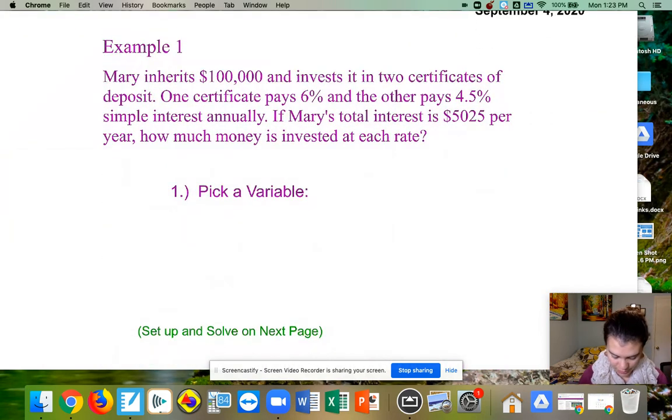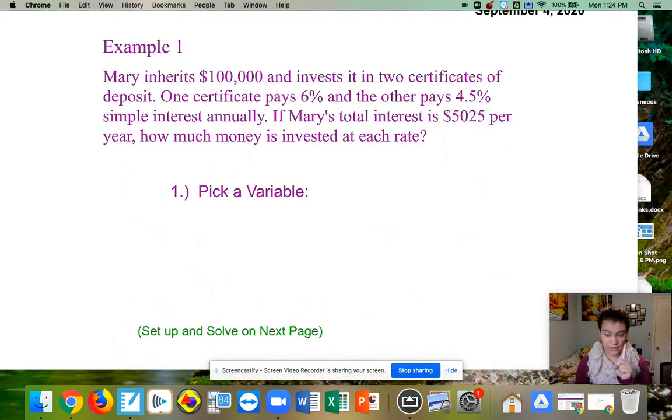All right, so example 1. We have that Mary inherits $100,000 and she invests it in 2 certificates of deposit. One pays 6% interest and the other pays 4.5% interest. Her total interest for the whole year is $5,025. So how much did she invest at each rate?